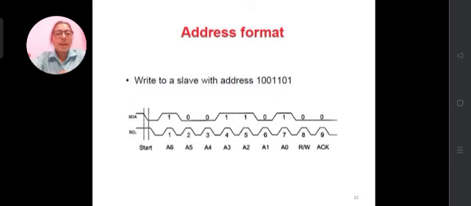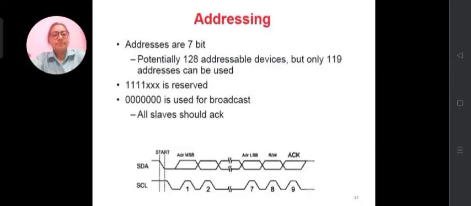Write to a slave with address 1001101. This is an example of the address. First is the start bit, and next the data is transmitted with the most significant bit first. One bit is the read/write signal and one is the acknowledgement signal.